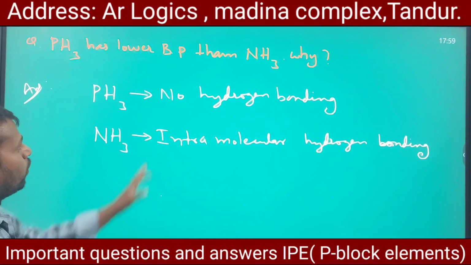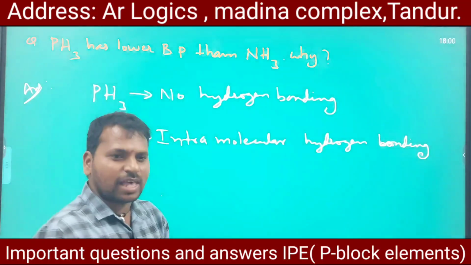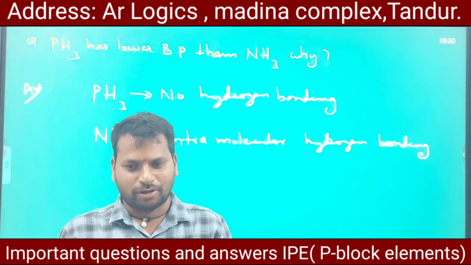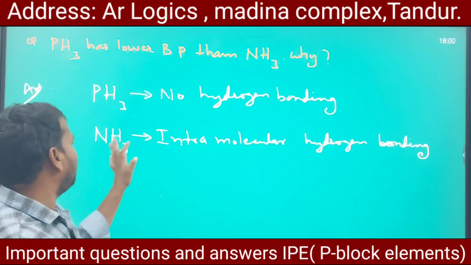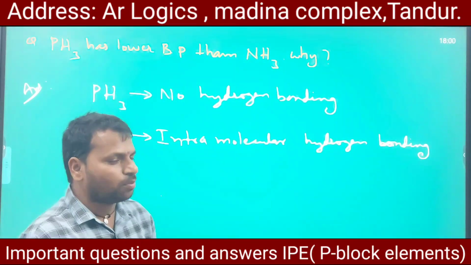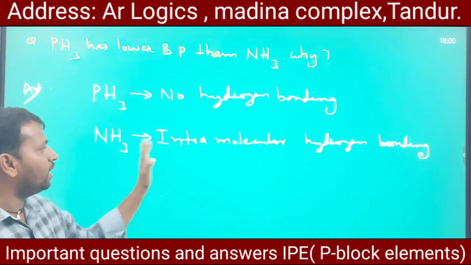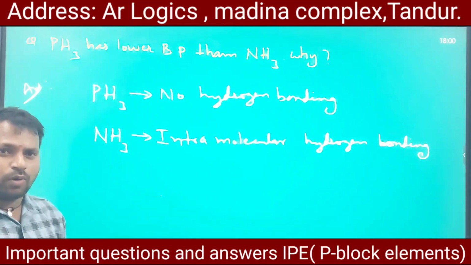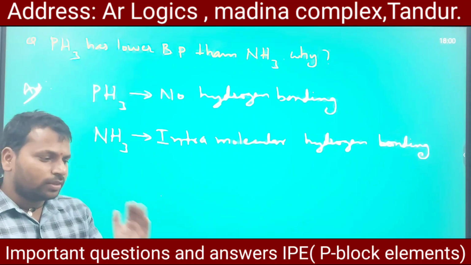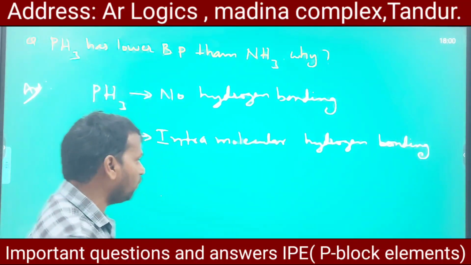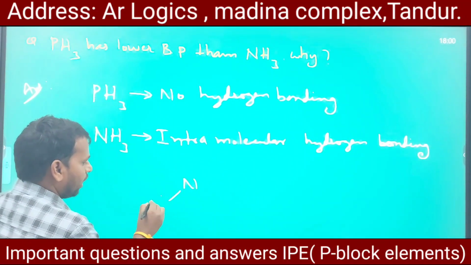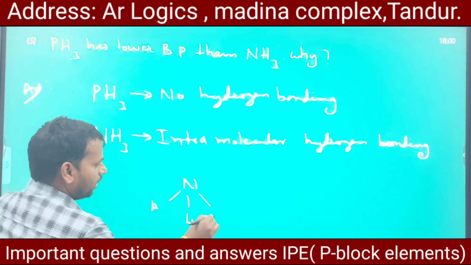PH3 has a lower boiling point than NH3. Why? It is also explained on the basis of hydrogen bonding. PH3 has no hydrogen bonding, and NH3 has intermolecular hydrogen bonding. What is intermolecular hydrogen bonding? The hydrogen bonding which is present between two molecules of the same kind. Suppose NH3 and NH3 and NH3.